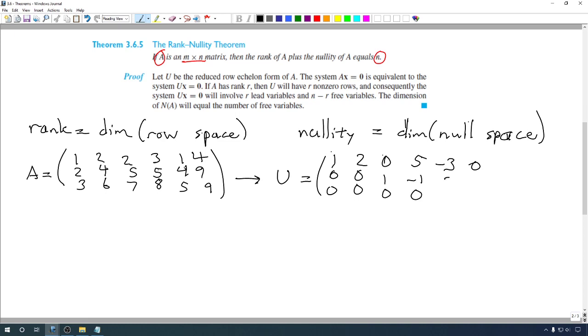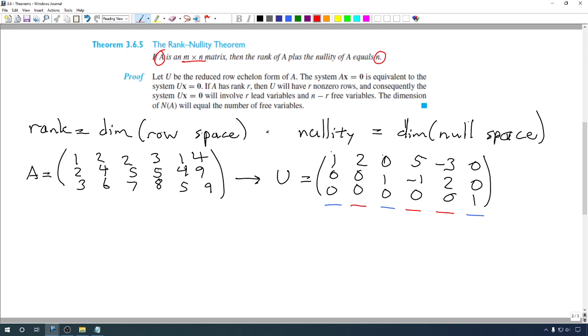3, 0, 2, 0, and then 0, 1. We look at the columns of this matrix U. Every column, we either have a leading 1, so those are columns 1, 3, and 5, or it's a free variable. Those free variables correspond to columns 2, 4, and 5.